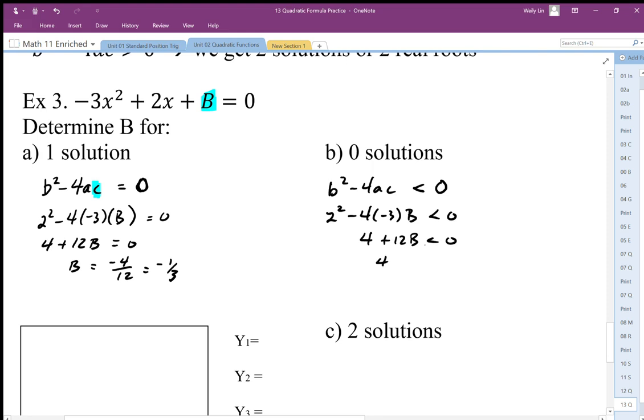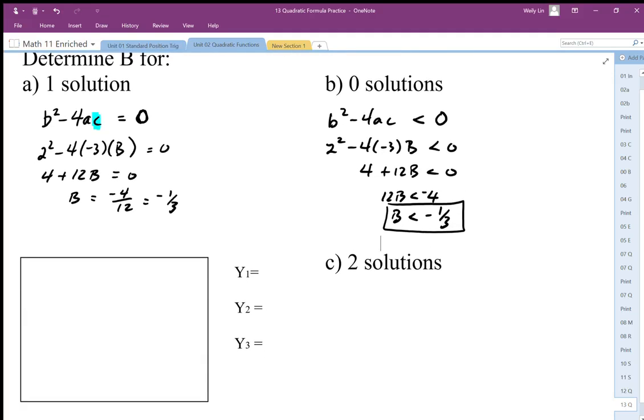Let's do 12b less than negative 4, that way we're not dividing by the negative. We know that b must be less than negative 1/3. Again, if there's one solution for a parabola facing down when the y-intercept is negative 1/3, if we drop that down, we know that the graph is going to have no solutions.